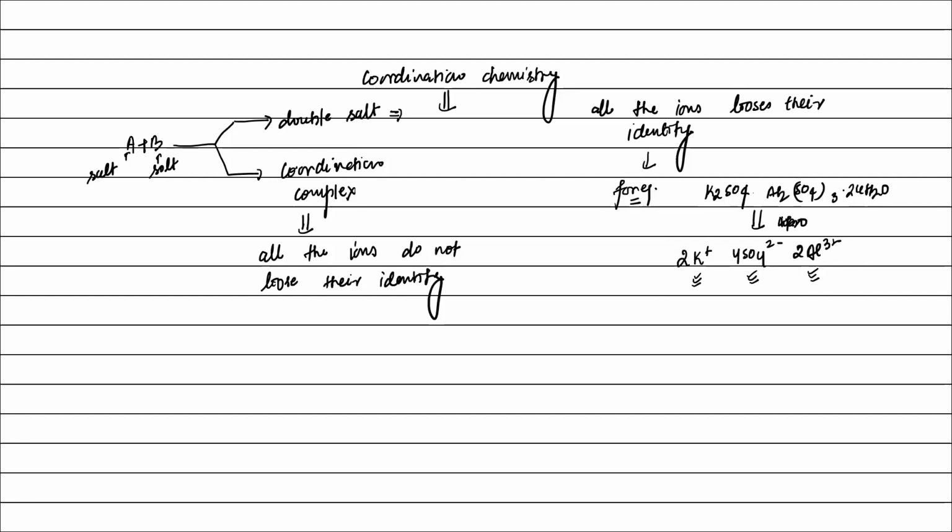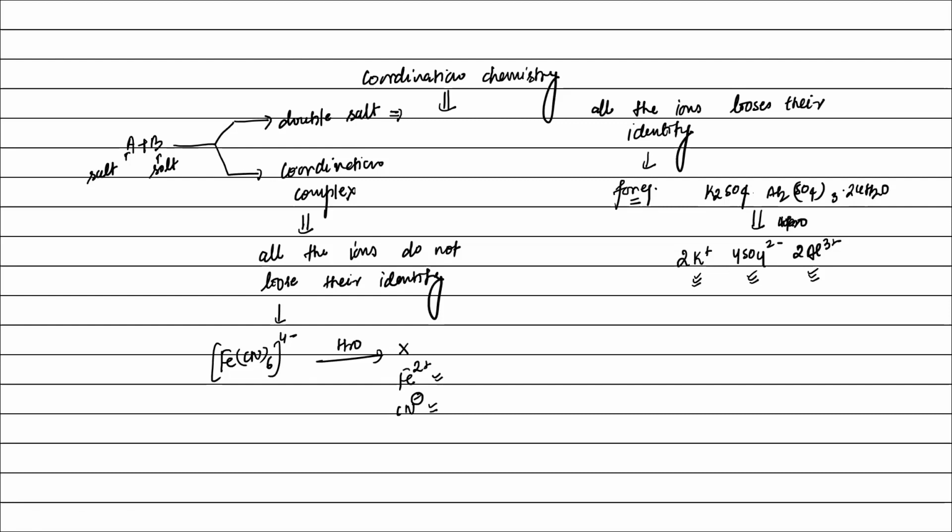In case of coordination complexes, for example, [Fe(CN)6]4-, this is the complex ion. On dissolving in water, there will be no dissociation. It means neither is there formation of iron 2+, nor of CN-. The solution of [Fe(CN)6]4- in water neither gives the test of iron 2+, nor the test of CN-. That is the difference between double salt and coordination complexes.